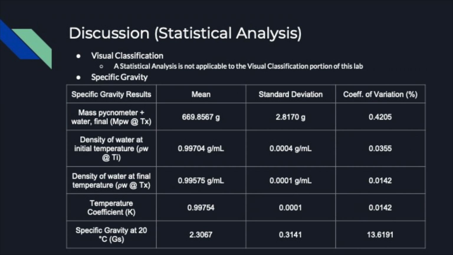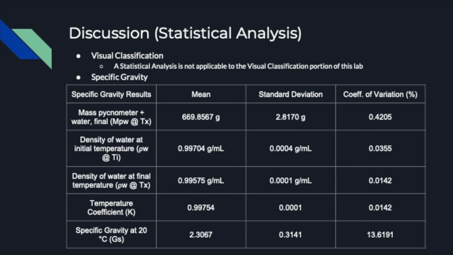For the statistical analysis portion of our discussion, the visual classification part of the lab does not have one. For the specific gravity part of the lab, we use the values from our data as well as the values from the other groups in our lab section to find the mean, standard deviation, and coefficient of variation for the 5 measurements seen in the table.